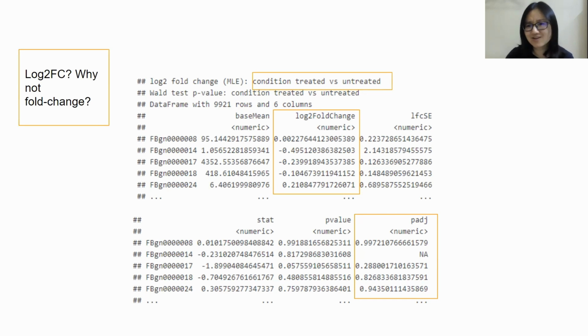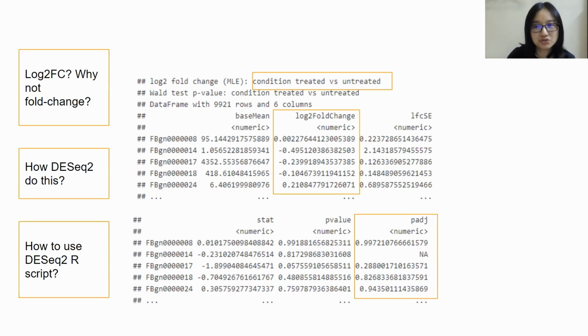There are always things that confuse me whenever I look into this result: what is the log2 fold change, why don't we strictly use fold change, how is DESeq2 able to do this, and also how can I reproduce the result using a DESeq2 R script.